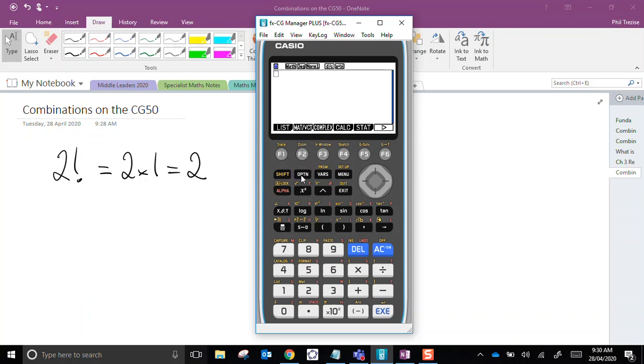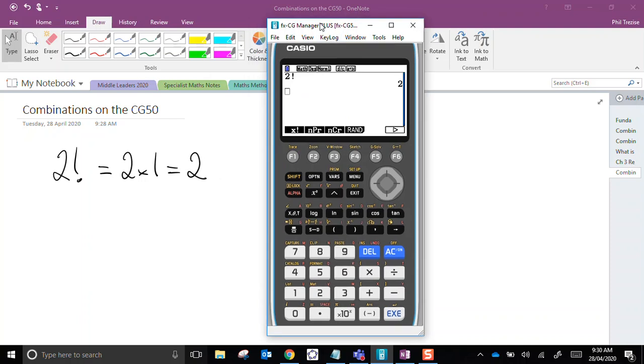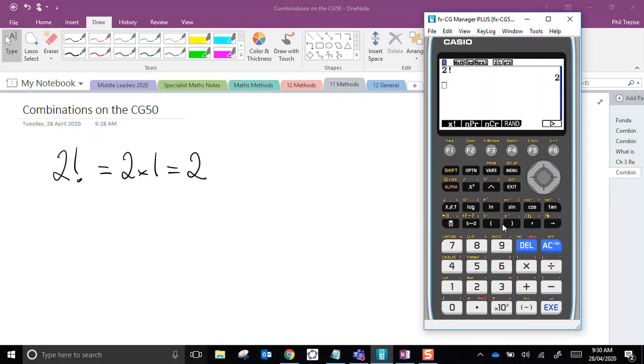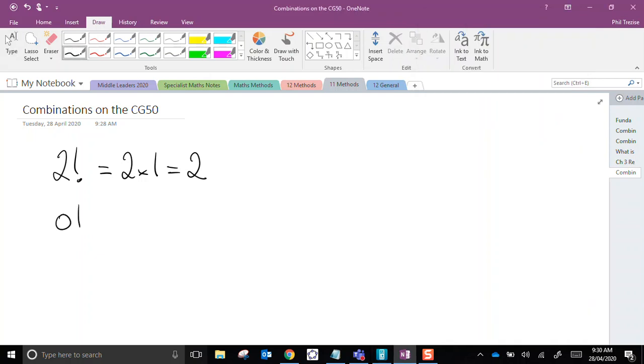This options key is a gateway to so much. Now it's not under matrices or complex numbers or calculus or stats. So we move across here and we find probability. It's probably in there. That's a nice little maths joke. So there it is, X exclamation. So I'll put 2 and then I'll press F1 and then, yay, we got it right. 2 factorial is 2.